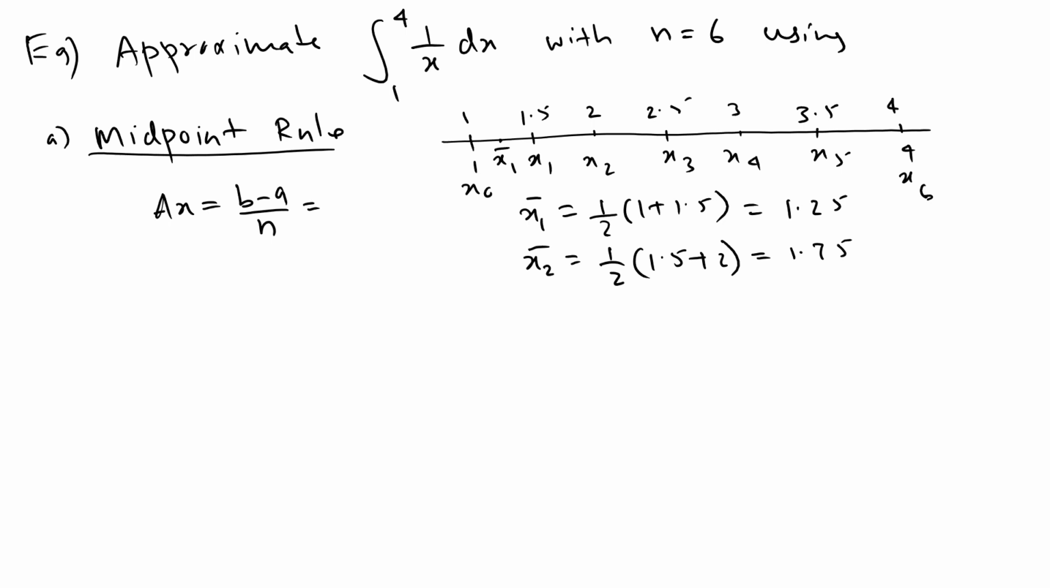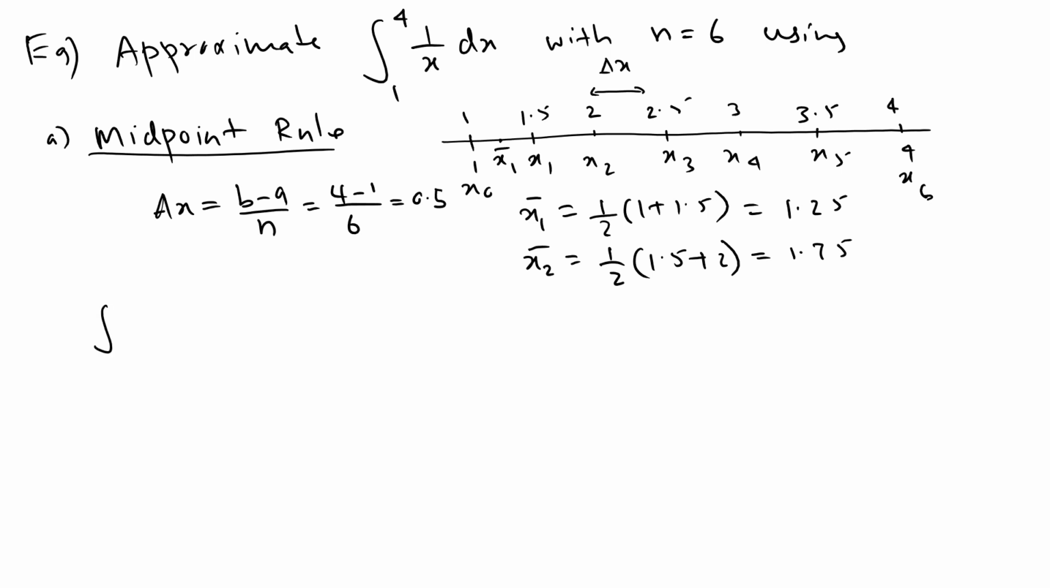So in this case, 4 minus 1 over 6 is 0.5. That is one reason why every time we jump by 0.5. So that's the delta x. One such delta x is 0.5. Good. Now we have the nodes, so we can write the formula.